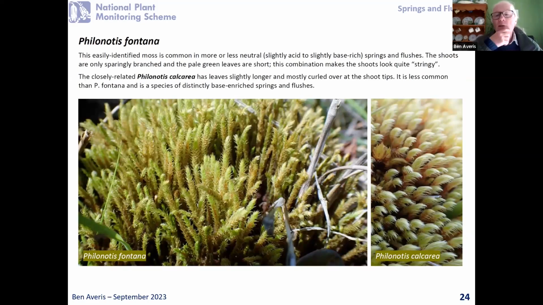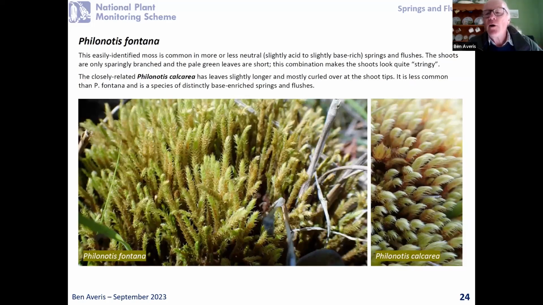And there are these things, Philonotis. They look a bit stringy because they're not very branched, and the leaves are really very short, especially in Philonotis fontana, the left-hand one, which is much the commoner of these two. Philonotis fontana will grow occasionally in some more acid places, but more commonly where it's more or less neutral. And you often get big patches of it. Quite a distinctive thing, with a stringy look about it.